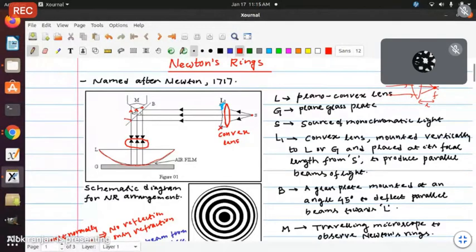That is not of interest. They will get transmitted and move away here. That portion of the beam is not of interest to us.